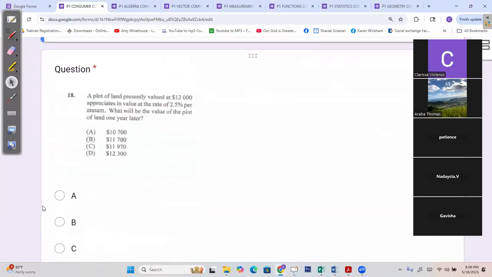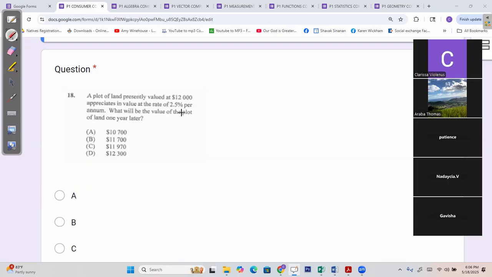A plot of land presently valued at 12,000. I like that we got this question because there's always an appreciation or depreciation question. Appreciation means after you find the percentage each year you add on, and depreciation means after each year you subtract. Okay. So it says the current value is $12,000 and it appreciates, that means it's getting bigger in value, at the rate of 2.5 per annum. That means every year. What will be the value of the plot of land 1 year later?